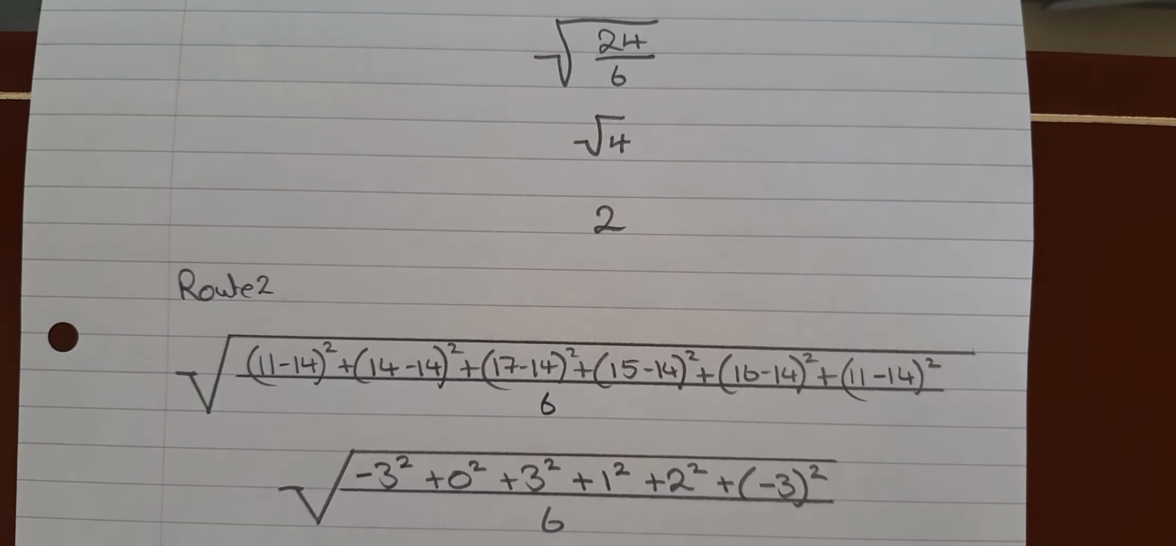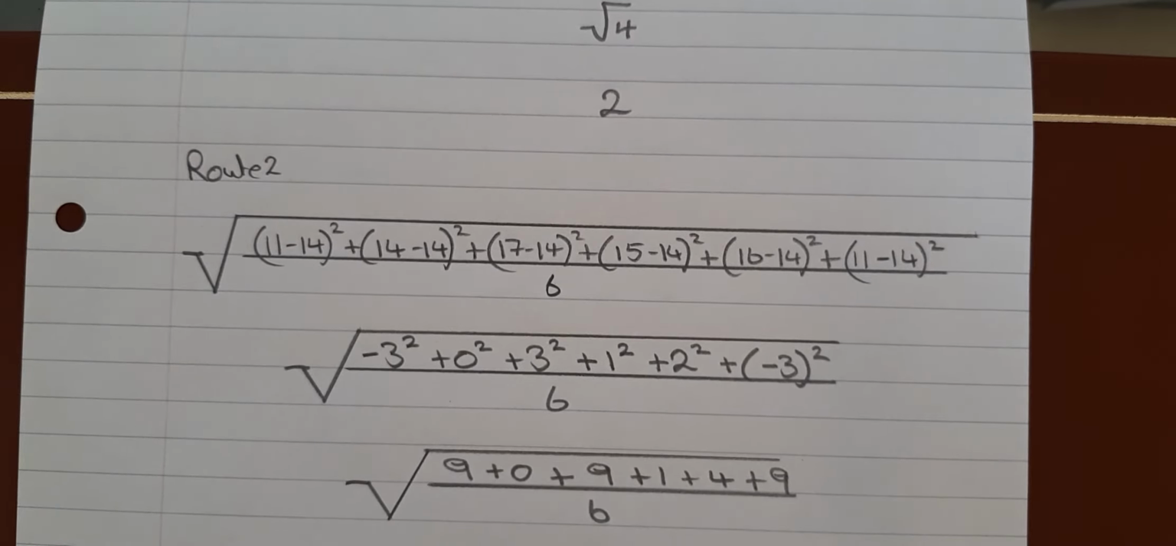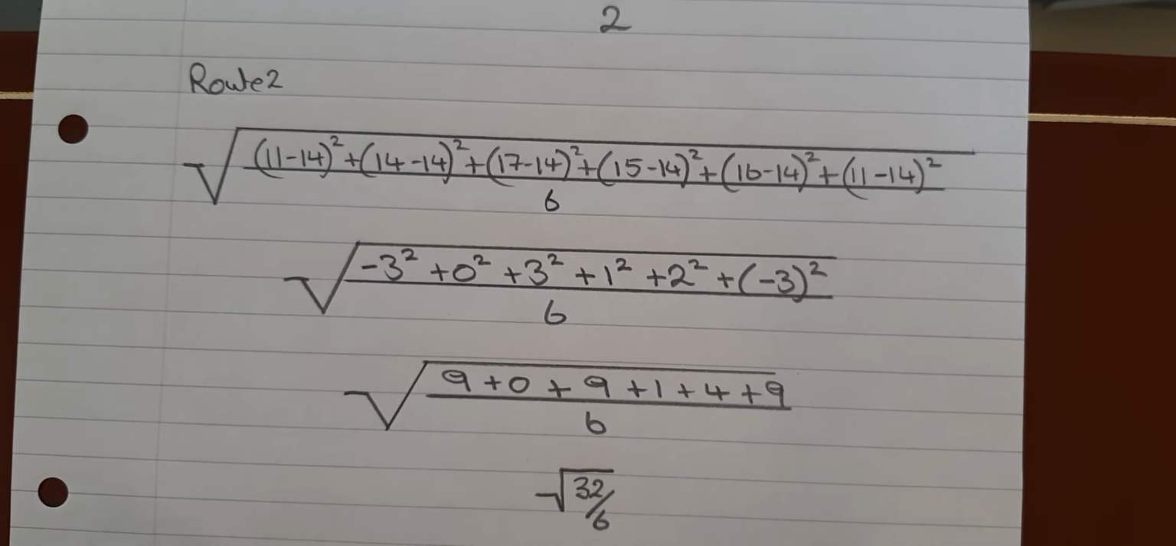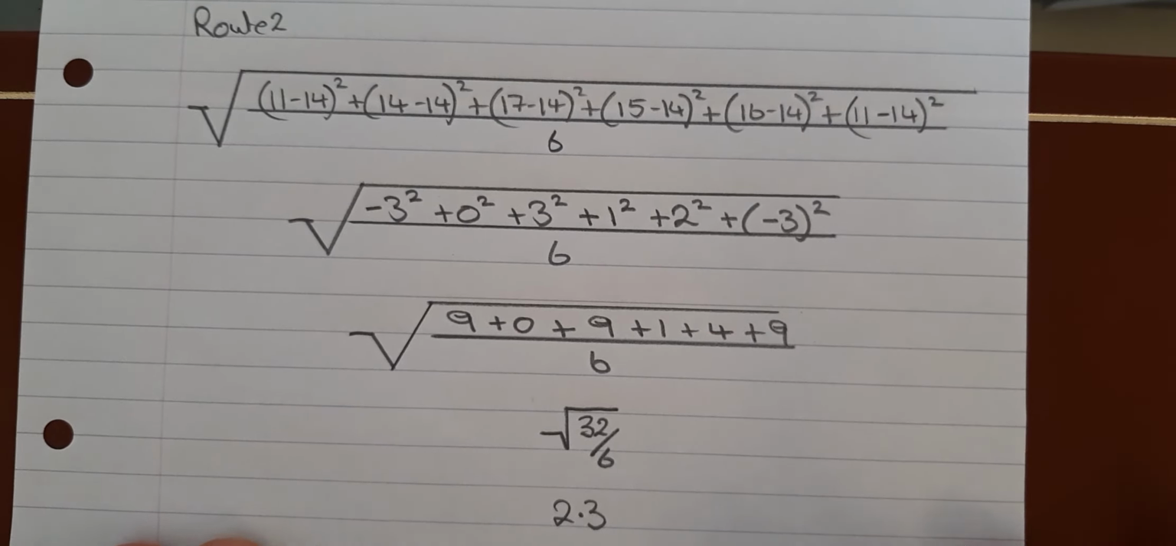Simplifying it down, we get the square root of minus 3 squared plus 0 squared plus 3 squared plus 1 squared plus 2 squared plus minus 3 squared all over 6. Then we have the square root of 9 plus 0 plus 9 plus 1 plus 4 plus 9 over 6. Gives us the square root of 32 over 6. So the standard deviation for root 2 is 2.3.